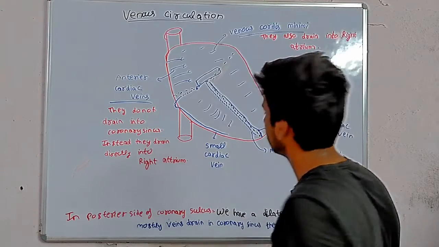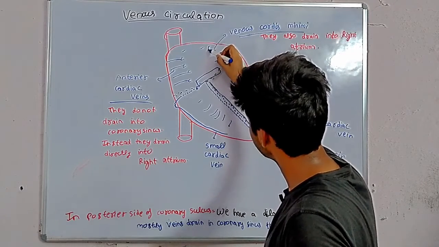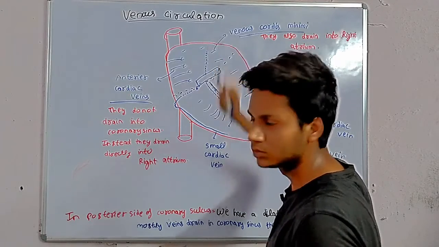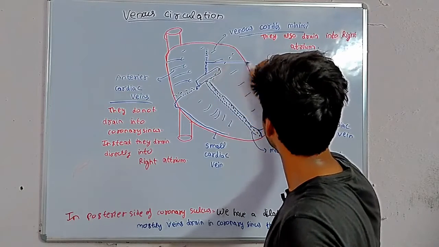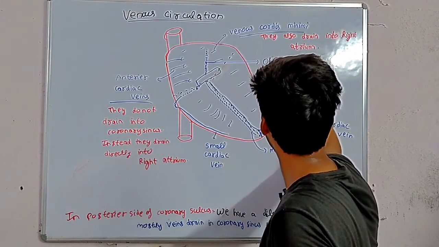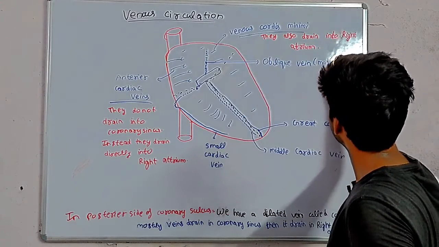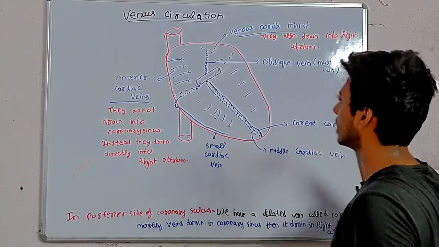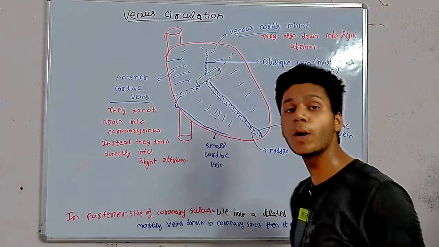Then there is another vein called the oblique vein, which is also present on the posterior side. This is called the oblique vein, also called Marshall's vein. This is also present on the posterior side. These four veins drain directly into the coronary sinus, then the coronary sinus opens into the right atrium.